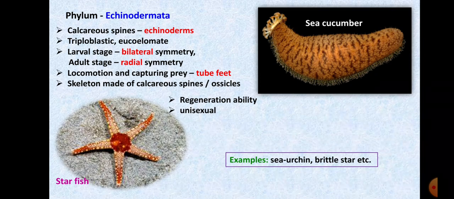Now the skeleton of these organisms, echinoderms, is made up of calcareous spine, as I told you, okay, or ossicles, that is they are called as plates. Okay, another feature, how do they perform the locomotion? Okay, that is movement from one place to another with the help of tube feet. Okay, this tube feet helps them to capture the prey, to feed, and also to respire.